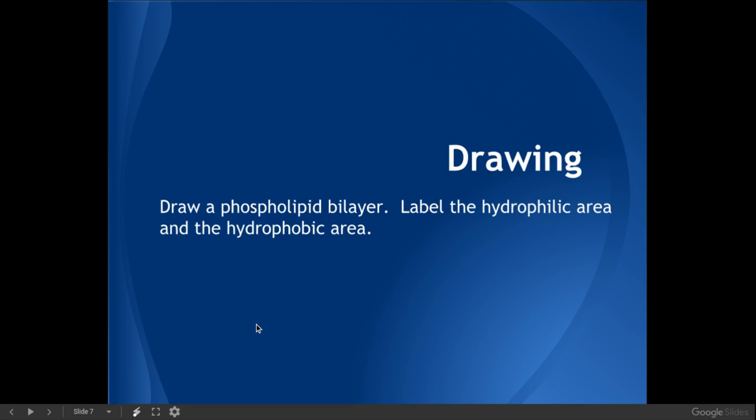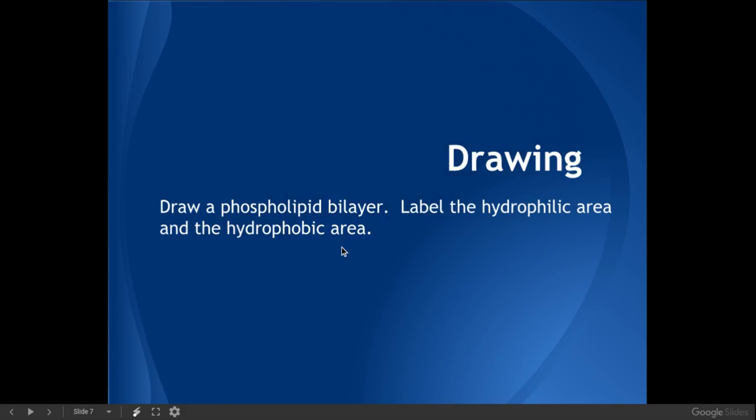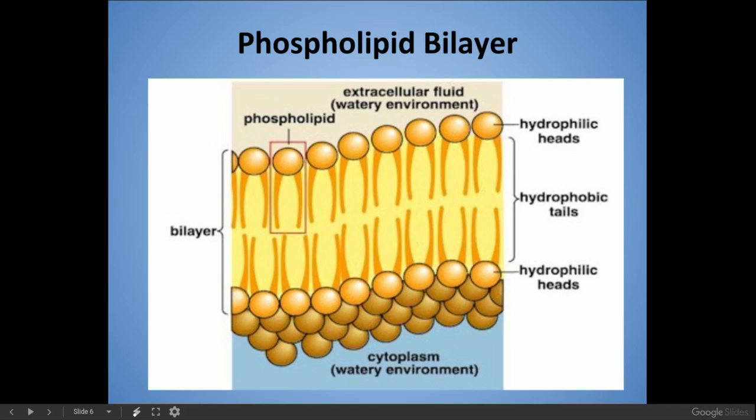Okay, now what we would like to do is to draw a phospholipid bilayer. So in your notebooks, draw a phospholipid bilayer and label the hydrophilic area, which would be the heads, and the hydrophobic area, which would be the tails. Now, if you want to use the drawing here, you could do that. Pause the video, and that might be easier for you to do that. You don't have to draw all of these heads, but a good example of one side and another side would be good to give you an idea about what a phospholipid bilayer would look like.